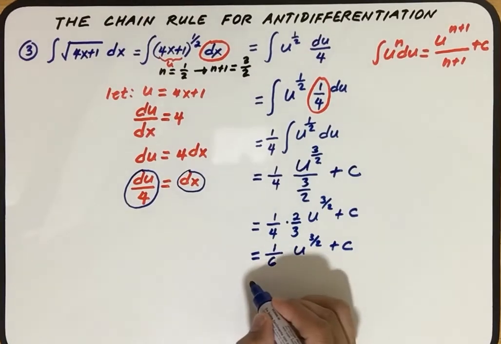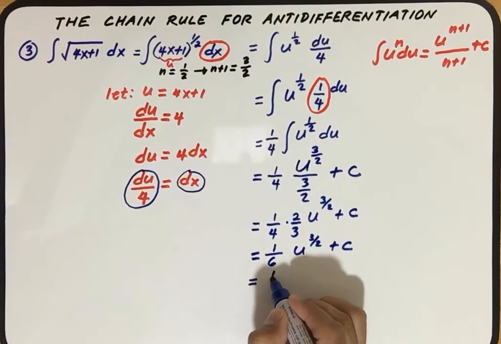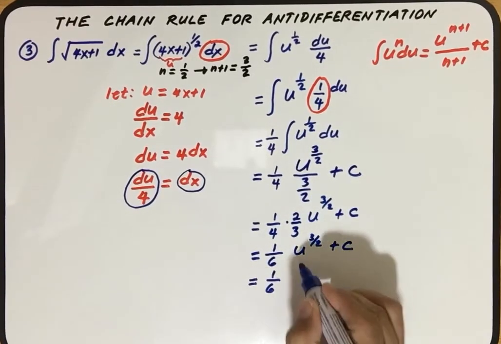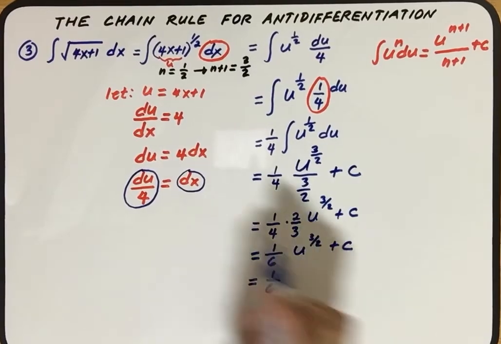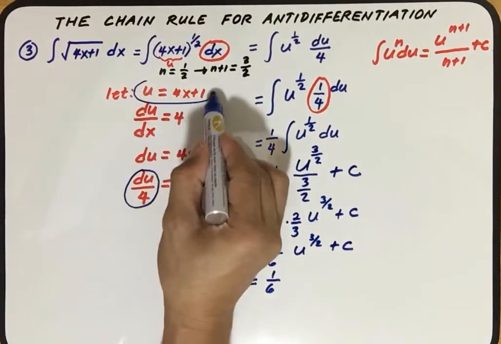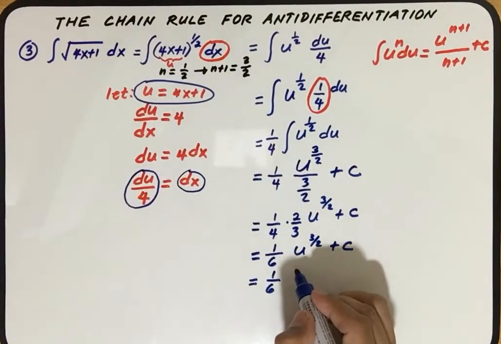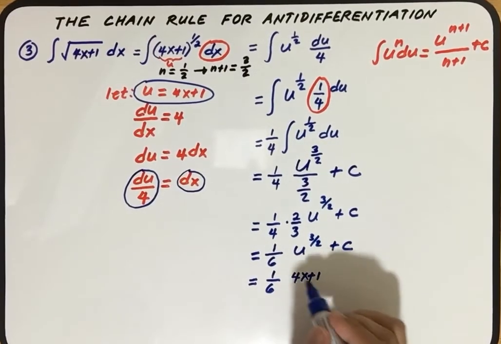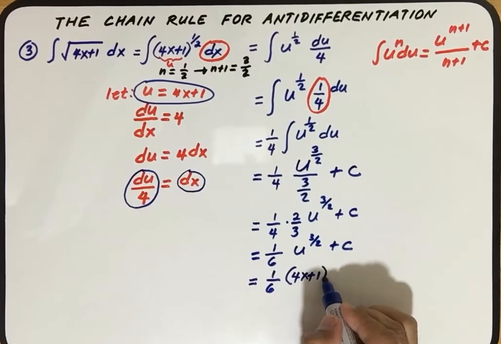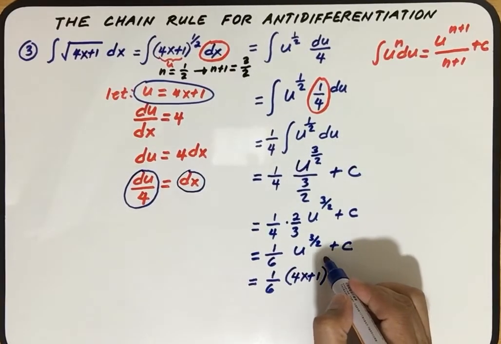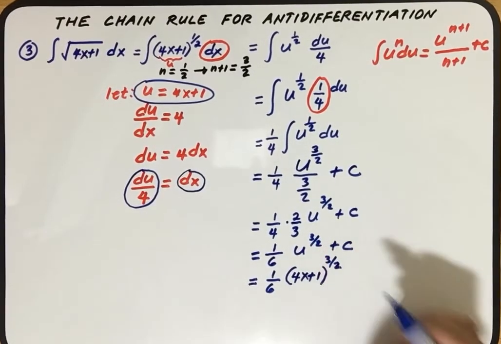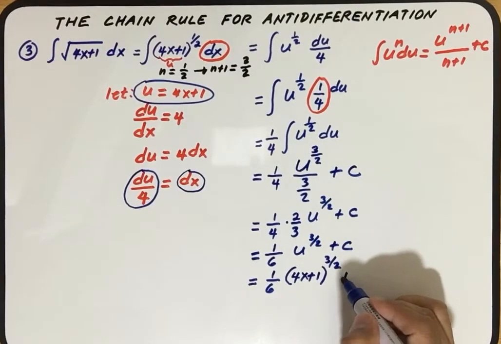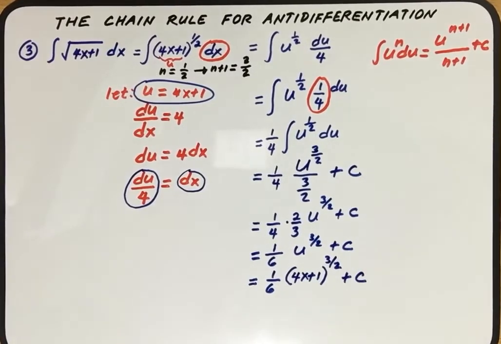Then substituting the value of our u, so 1/6 times our u, which is equal to this. So substituting, we have 4x plus 1, raised to the power 3/2, then plus c. So don't forget to write c.